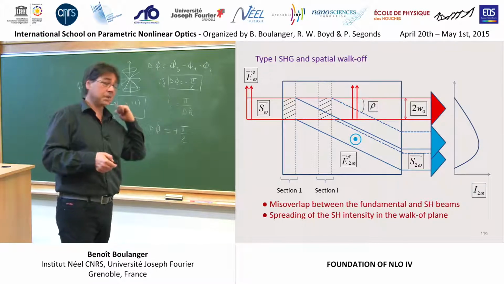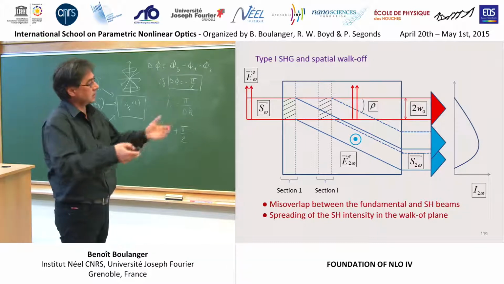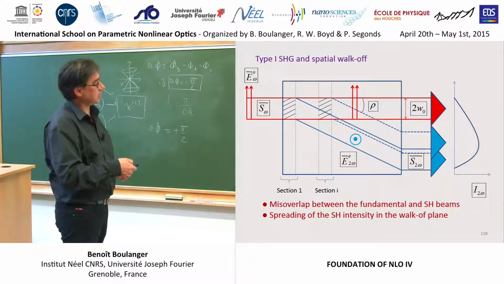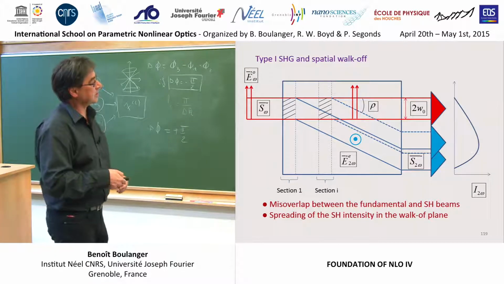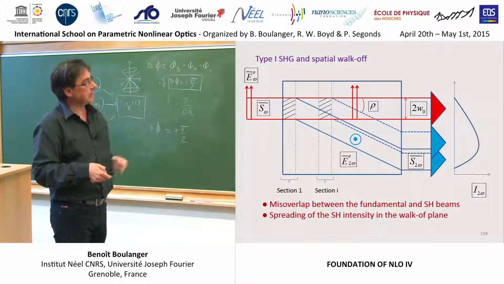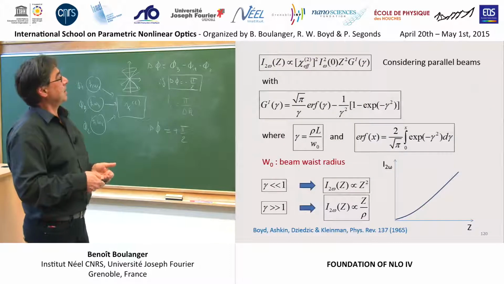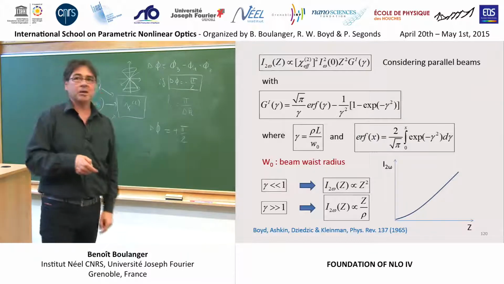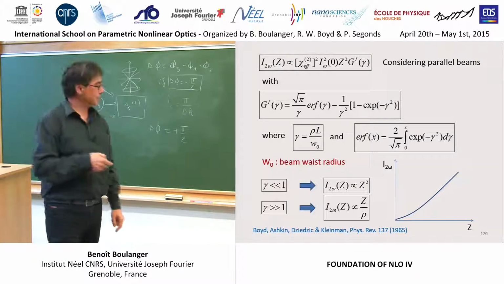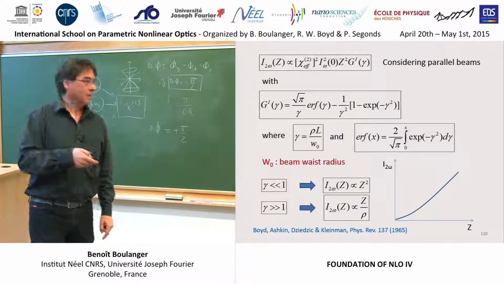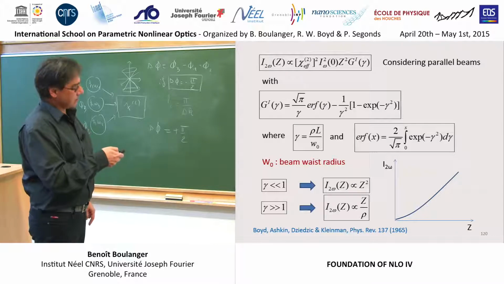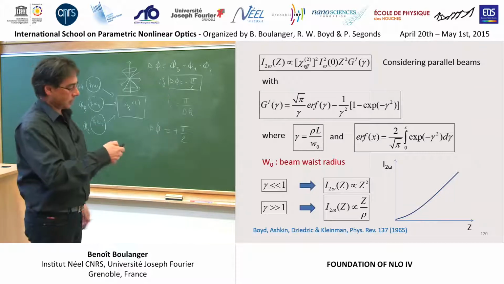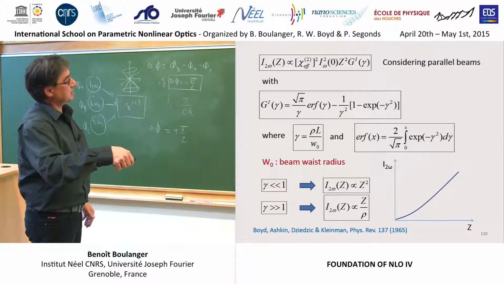You can have astigmatism. You can also have this broadening of the transverse section. So you have a spreading of the second harmonic intensity, and it takes place in the plane of the Walkoff. You have here also the name of Dr. Boyd and the other one, in 1965. They made nice calculations, and we have typically this evolution.